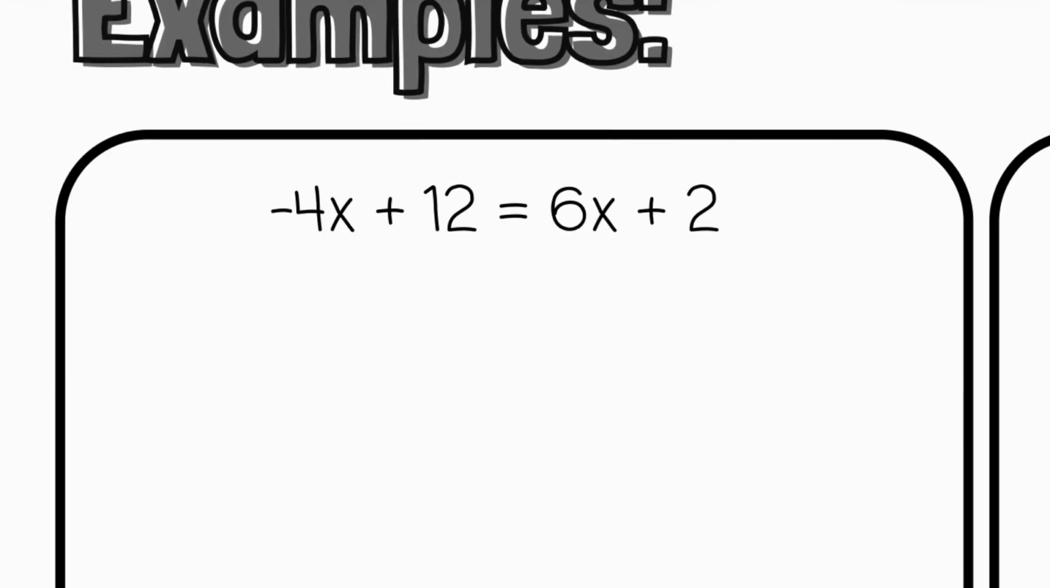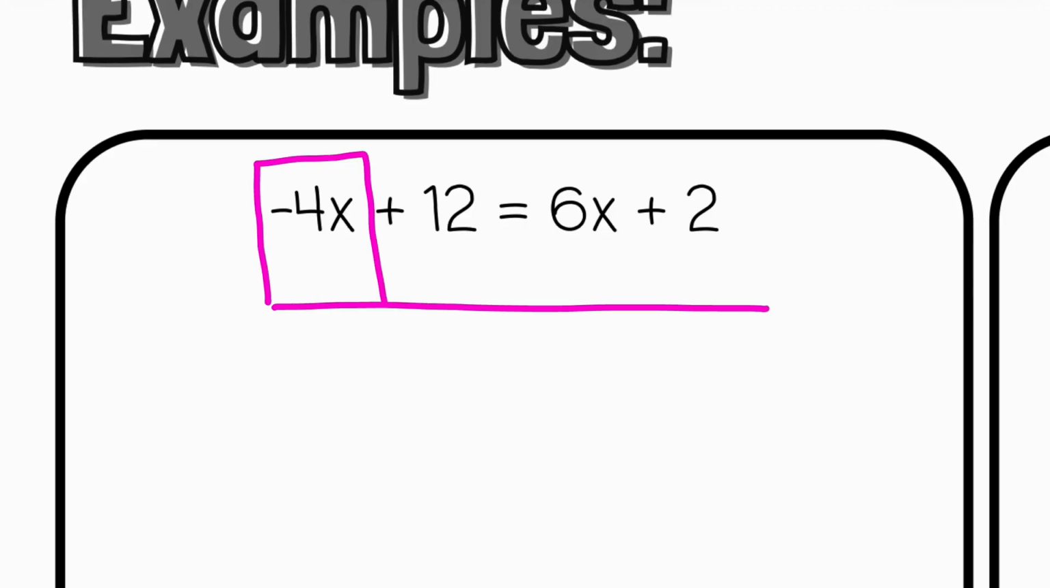All right, let's look at a few more examples. All right, my next example is negative 4x plus 12 equals 6x plus 2. All right, you can, again, choose. There's several different strategies for picking which term you want to box. I'm just going to go ahead and go with the very first term. Okay, so I'm going to box my negative 4x.